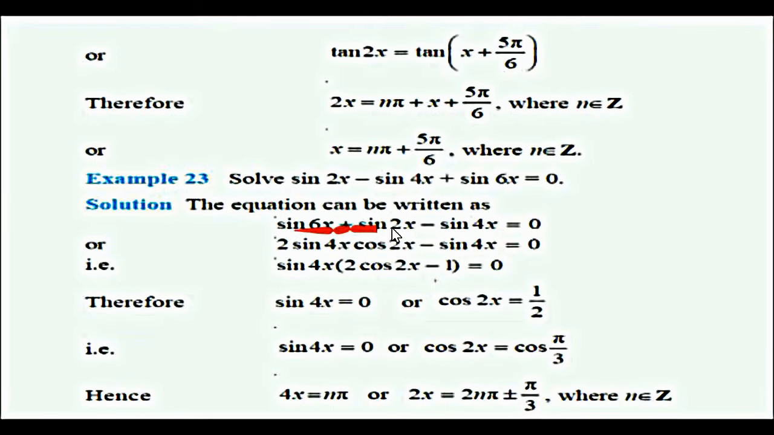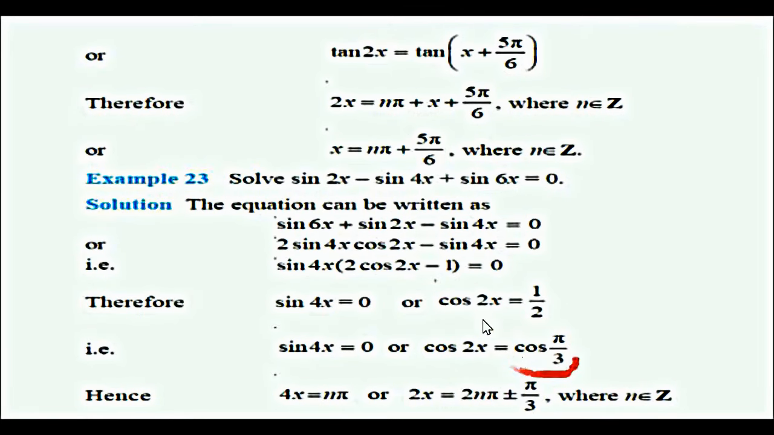So now let us solve this. This will be 2 sin ((6x plus 2x) by 2) cos ((6x minus 2x) by 2). And this will remain like this. Now you can take sin 4x common: sin 4x times (2 cos 2x minus 1) equal to 0. That means either sin 4x has to be 0, or 2 cos 2x minus 1 equal to 0. Sin 4x is equal to 0 means 4x is equal to n pi. There is no doubt about it. But what about 2 cos 2x minus 1? This means cos 2x is equal to half. So cos 2x is cos pi by 3.